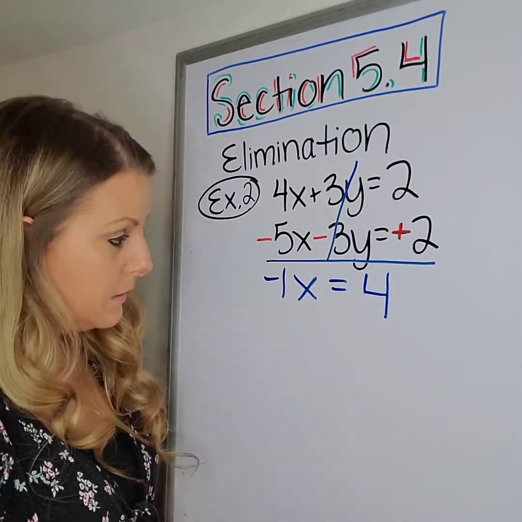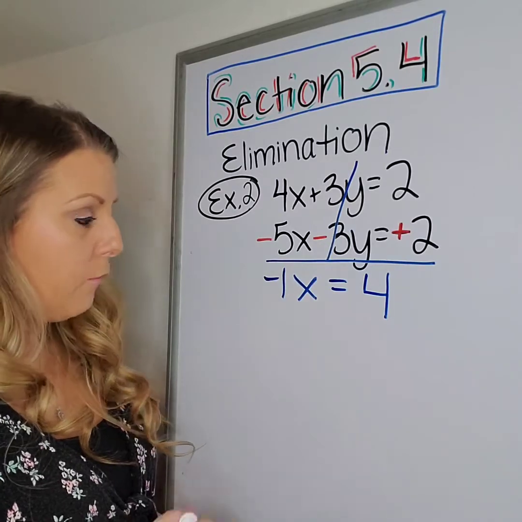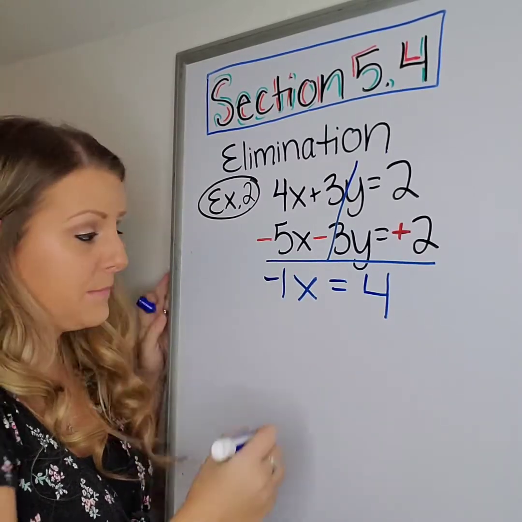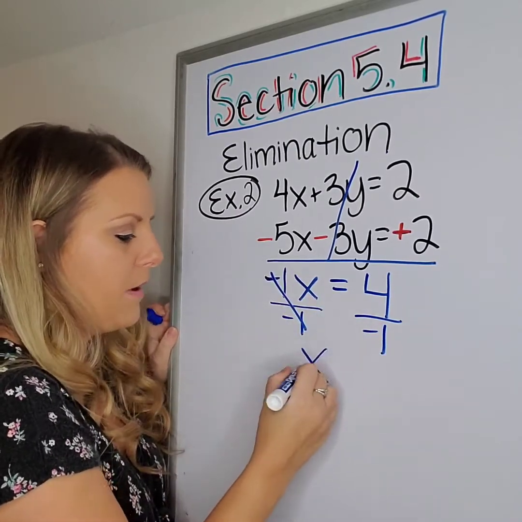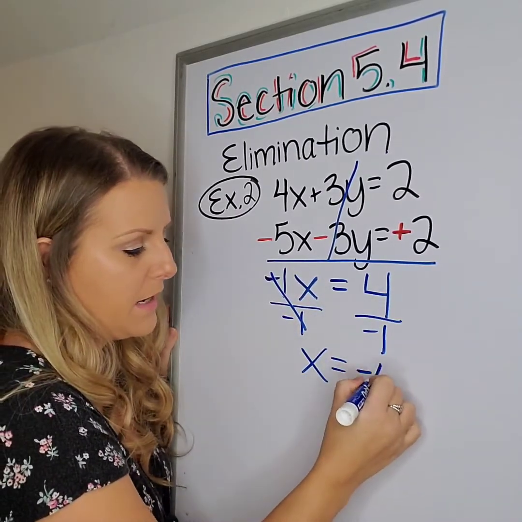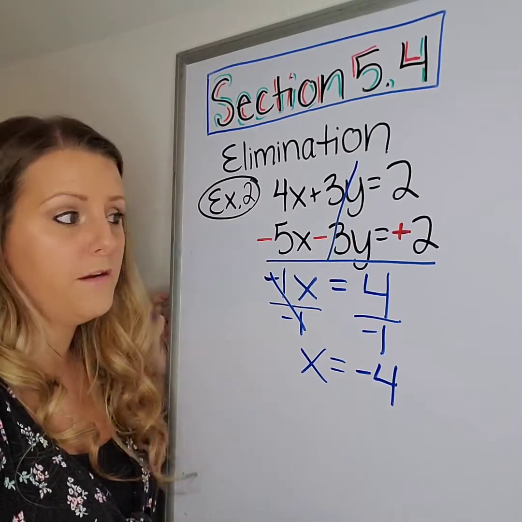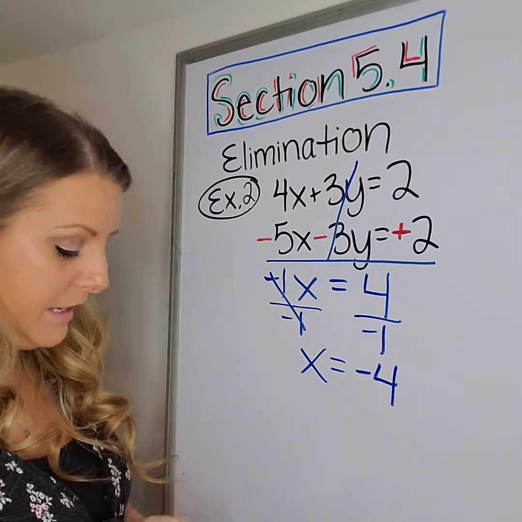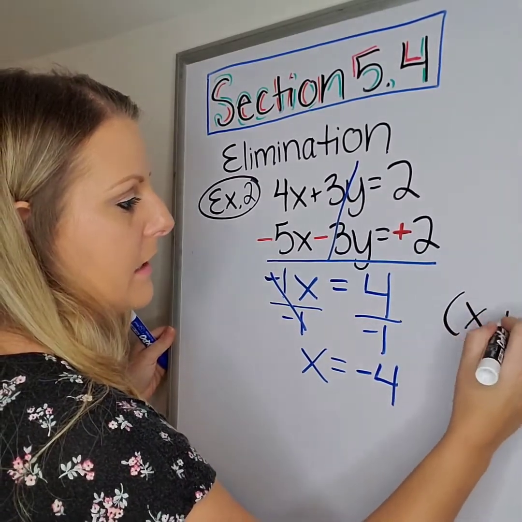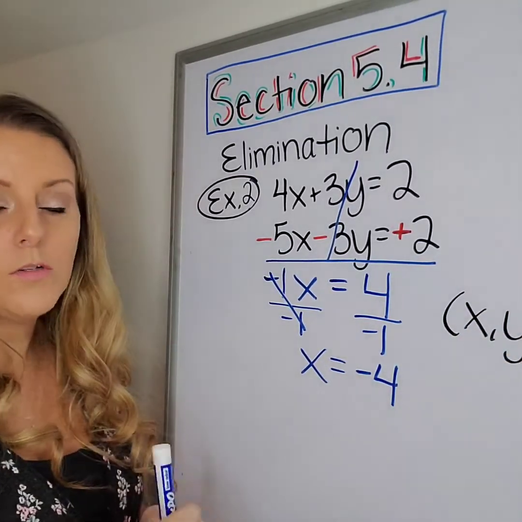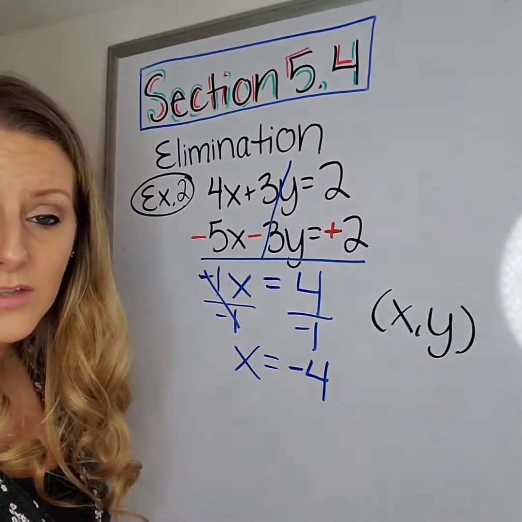Okay? So now we're still trying to get x by itself. So we're going to divide by negative 1, and this is just simple, something you learned back in part A. 4 divided by negative 1 is just going to change it to a negative 4. Remember, your answer is always x comma y. So it's x comma y. So don't forget to fully answer the problem.